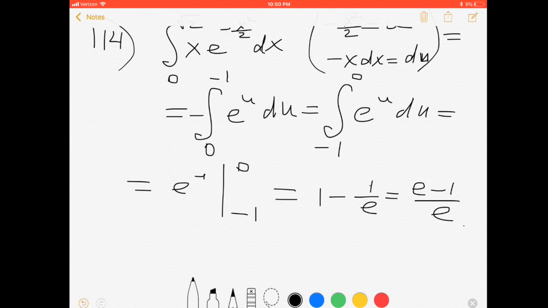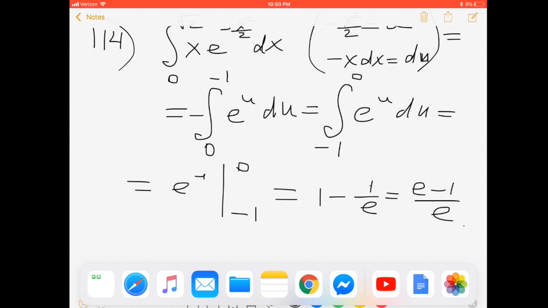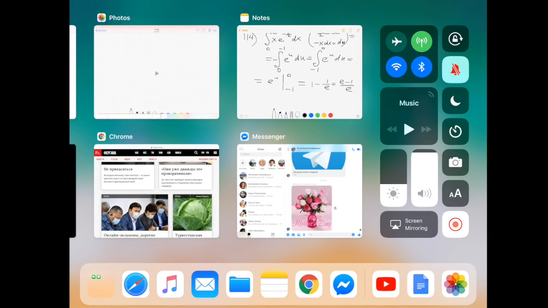This is the final answer. Okay, I think that's all I wanted to show you for section 5.4. One more time, make it your homework, and if you have any questions, ask me.